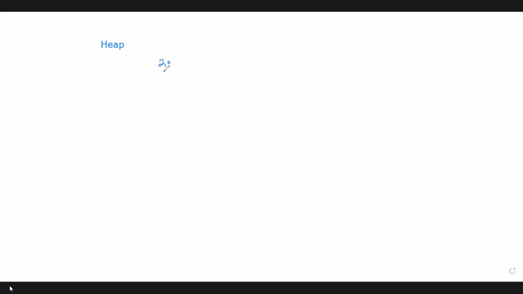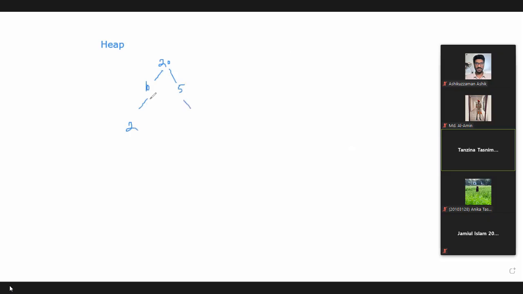Look at this: 20, 10, 5, 2, 7, 18. So is it a binary tree?